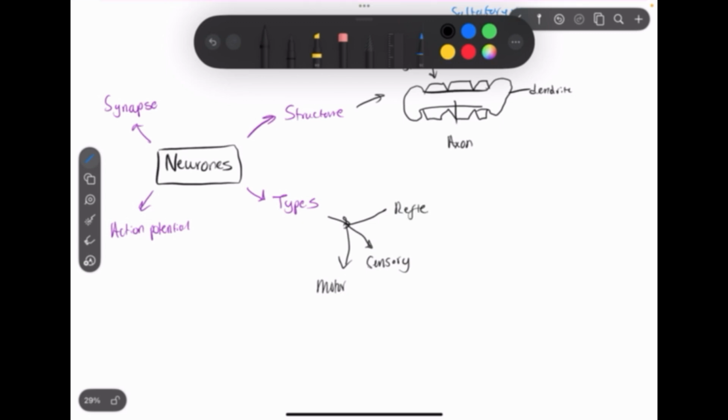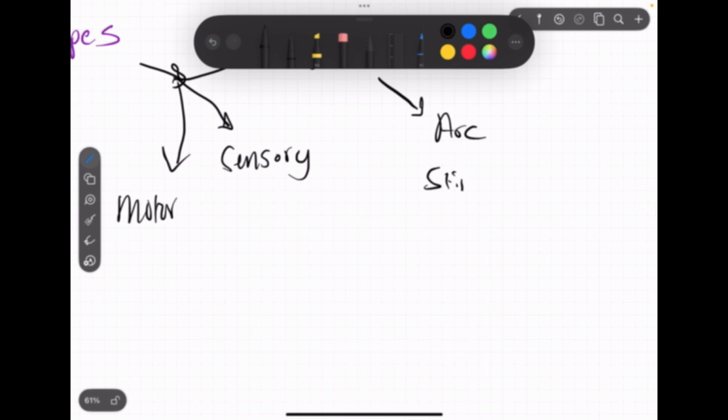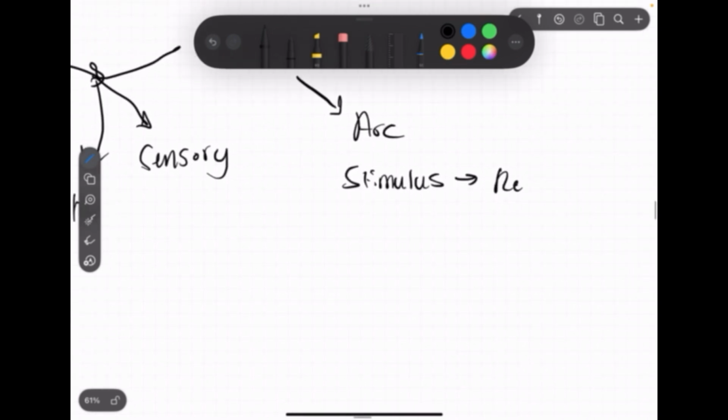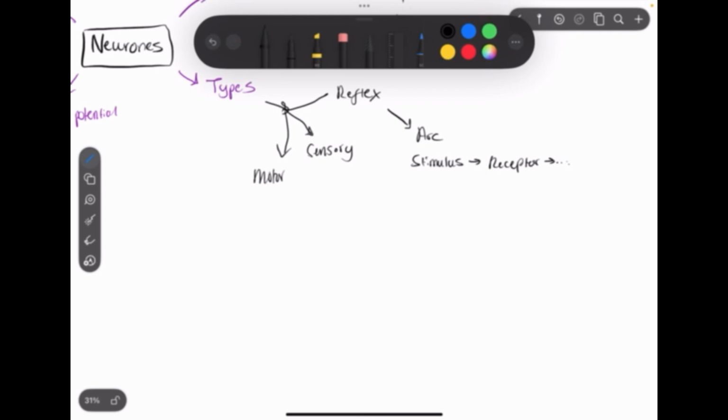And literally, again, when we're talking about types, I've grouped them all together. I can then maybe talk about a reflex arc. So we'll talk about the reflex arcs where we'll go like stimulus, and then we'll go to your receptor, stuff like that, and then yada, yada, yada. We won't go through the whole thing. But you can see that we've made an idea, we're adding something on.